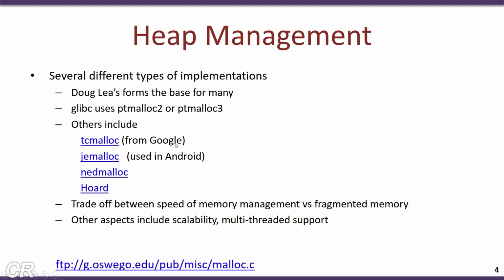Now these different malloc implementations also vary in the support that they provide. For example, the scalability, which means what is the size of the heap that the particular malloc implementation can manage. The other aspect that comes into play is the multi-threaded support. Can the heap implementation actually provide support for programs which have multi-threading present in them?